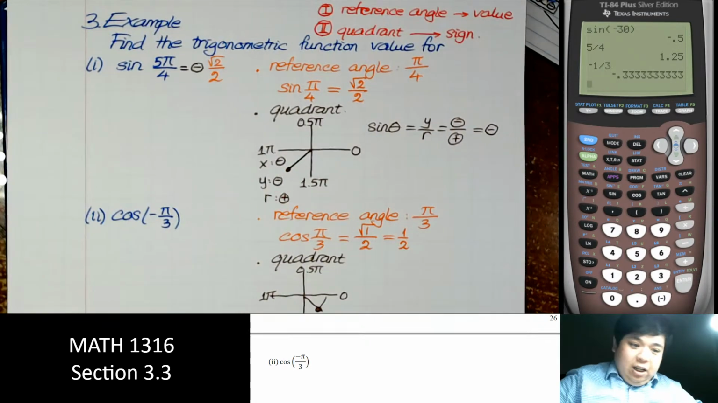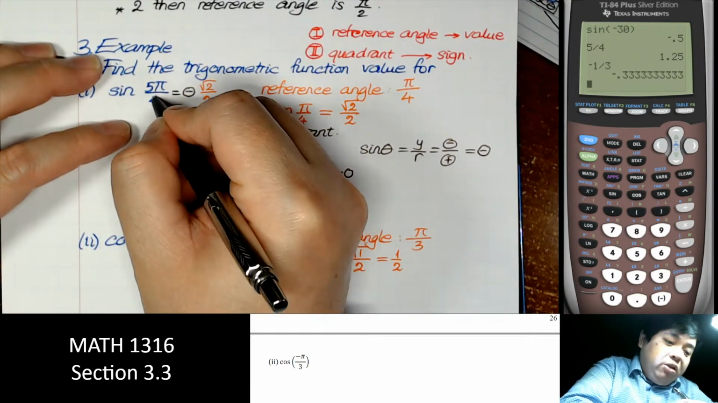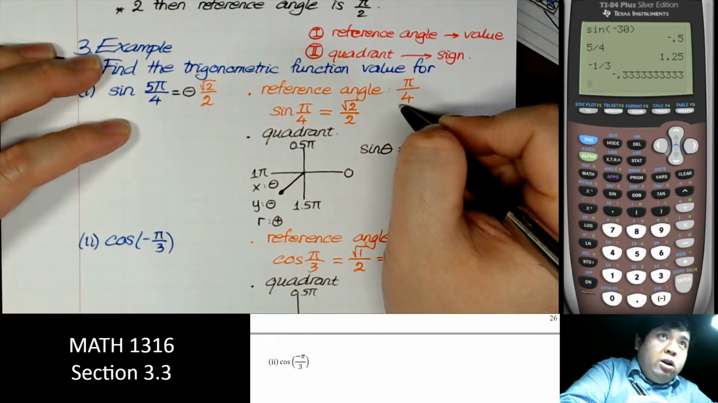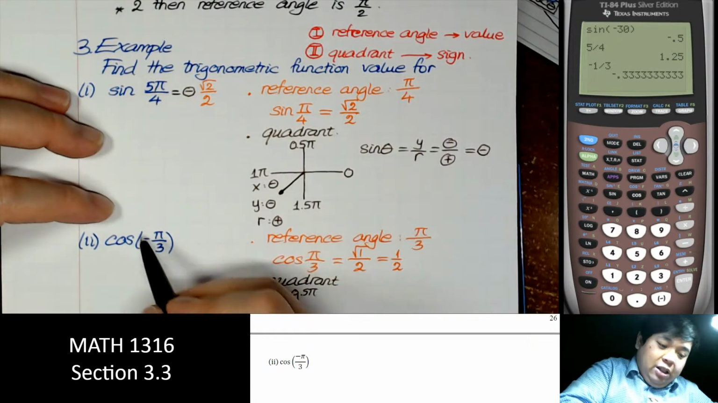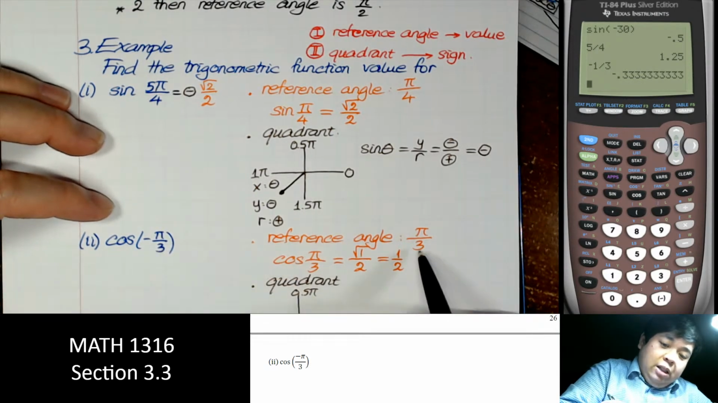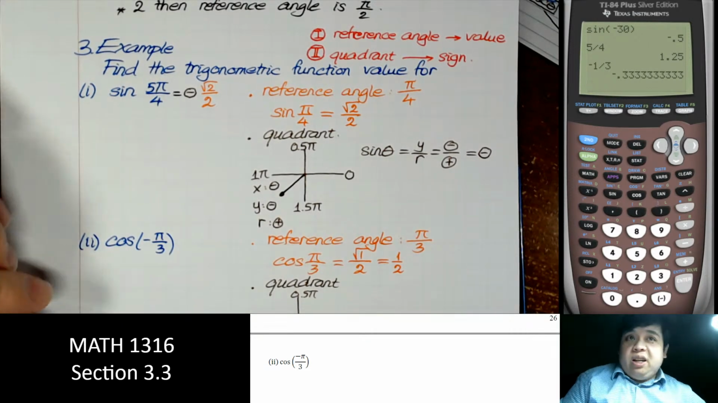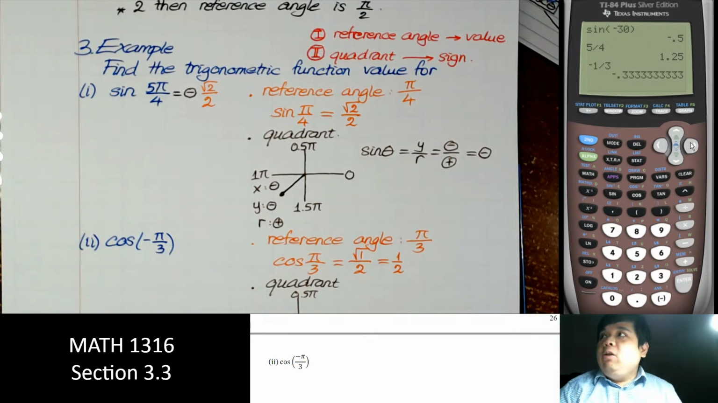Once again, when we look at the fraction, if it is reduced and the bottom is 4, then pi over 4 is the reference angle. If this is a reduced fraction with 3 at the bottom, then pi over 3 is the reference angle. The same thing for 2 or 6.